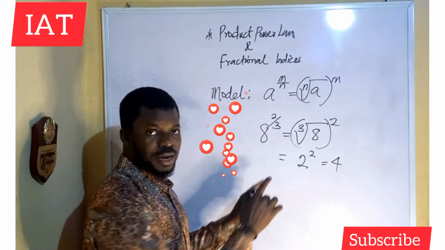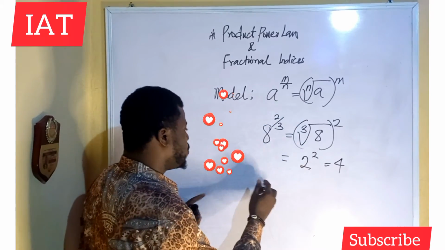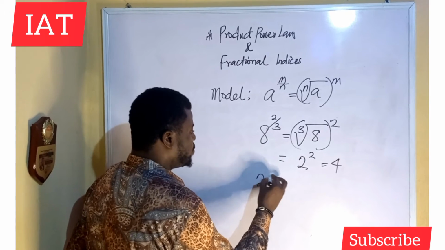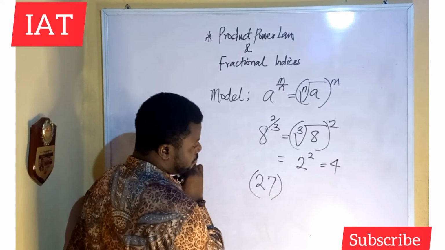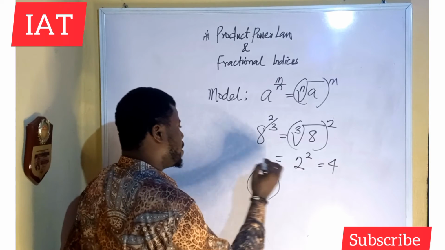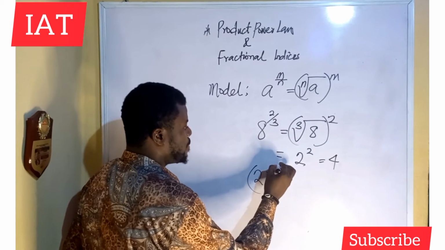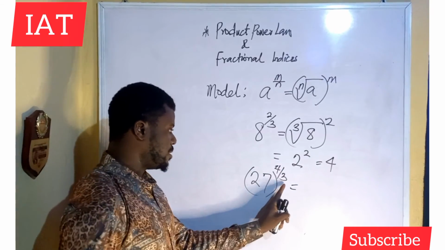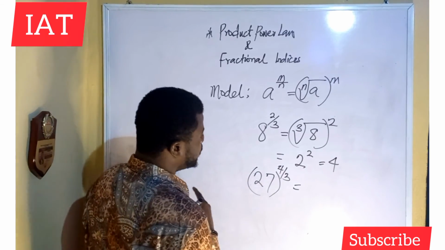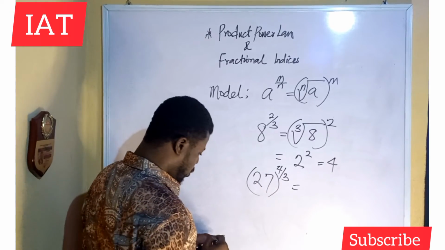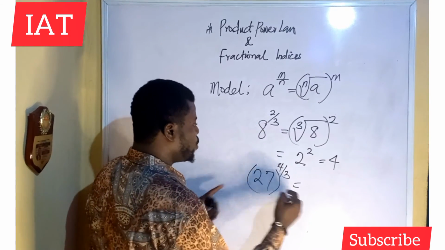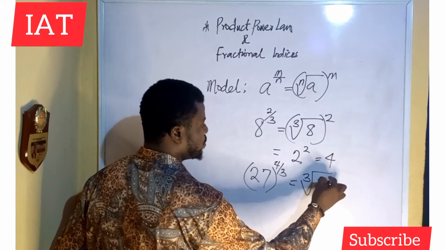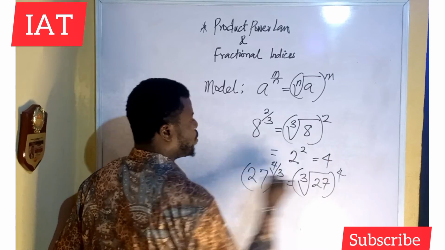Maybe if you want an extra problem, I will end this video with just one question. Let's say 27 to the power of 4 over 3. Because we have 3 as the denominator, we have done something like this before. You have to change it to be the cube root of 27, all to the power of 4.